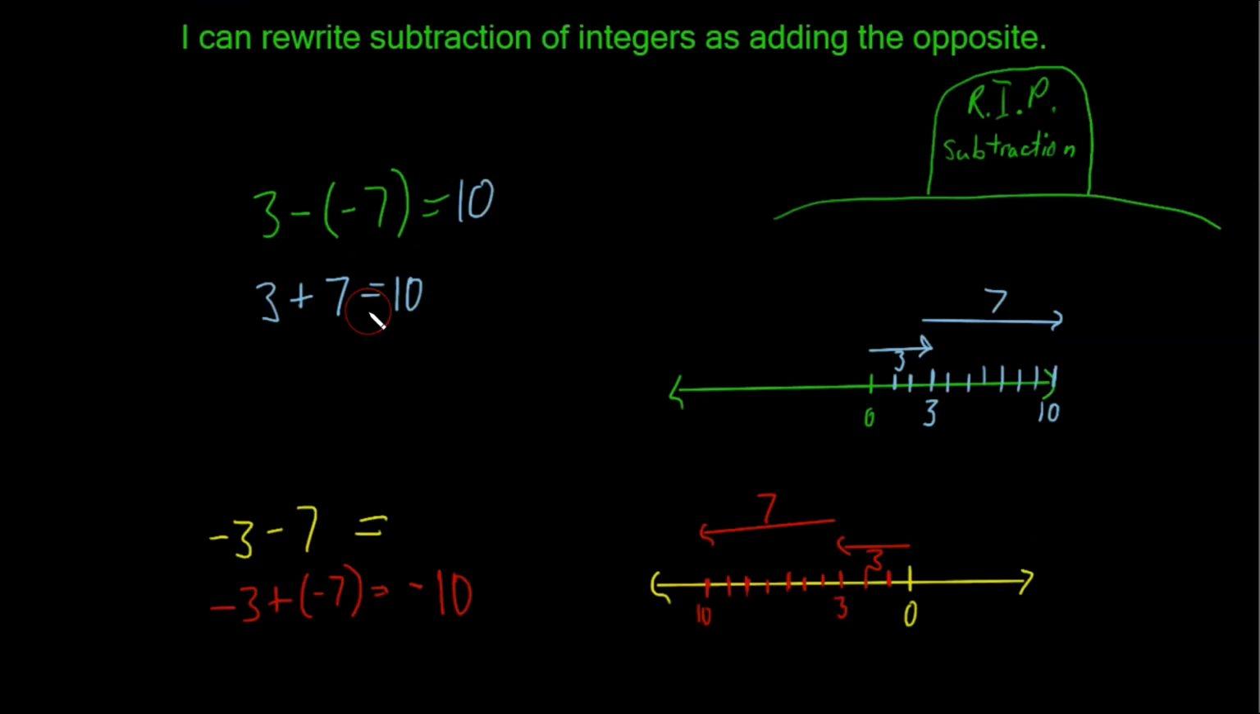Okay, so long story short, all that we need to do when we are rewriting subtraction of integers as adding the opposite, you just take this sign. So instead of subtracting, you change it to a positive, so you add, and instead of being negative, you change it to a positive. And instead of having subtraction, we change it to addition. And instead of 7, we change it to a negative 7.